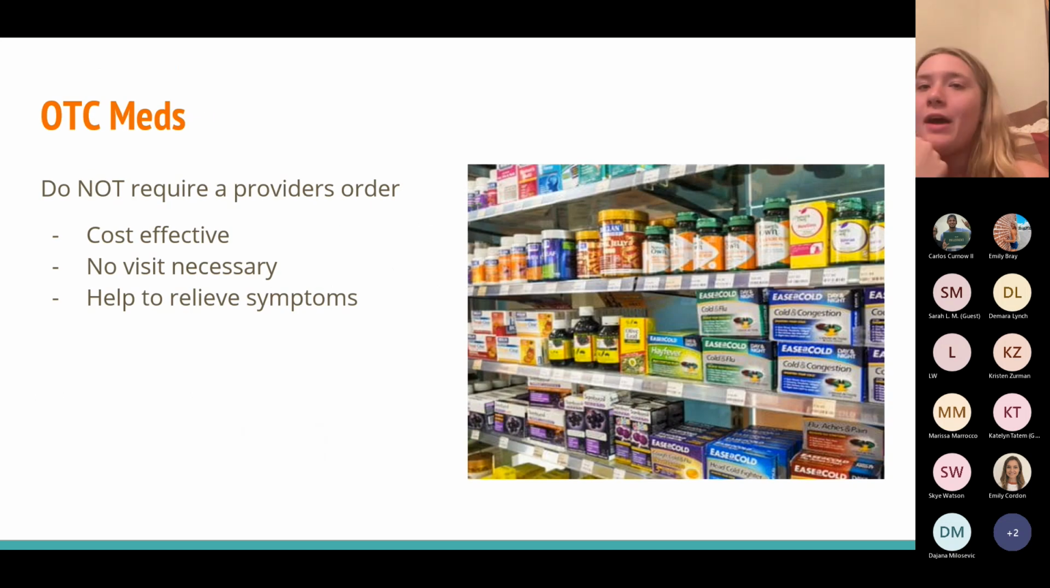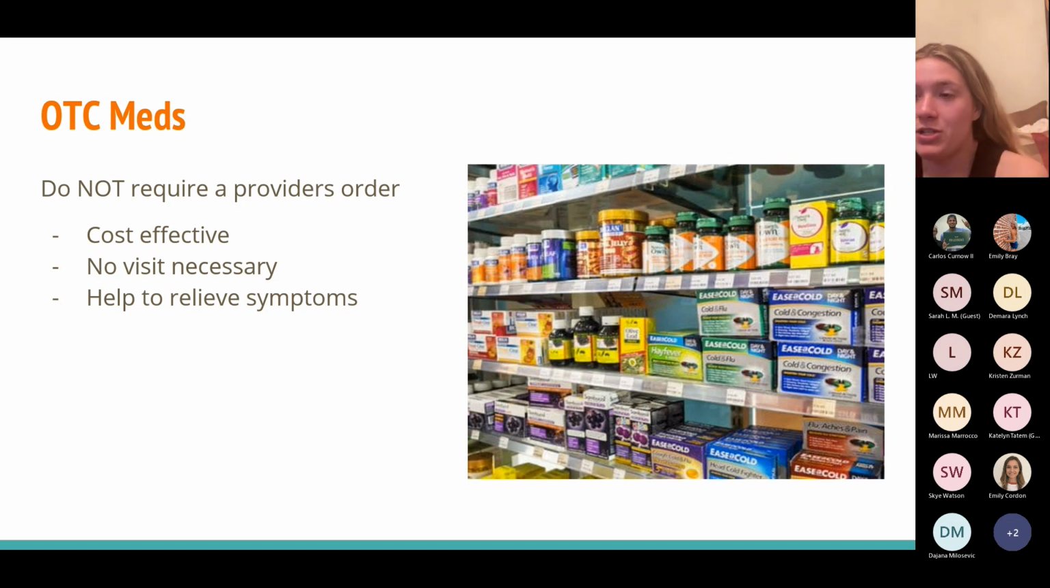When we're talking about over-the-counter meds, these medications do not require a provider order. These are more cost-effective for the patients because the prices are lower and they don't have to pay fees to go visit their doctor or to go to an urgent care. However, over-the-counter meds usually are more for symptom management: runny nose, sore throat, itchy eyes, rash, even pain. Pain is a symptom.